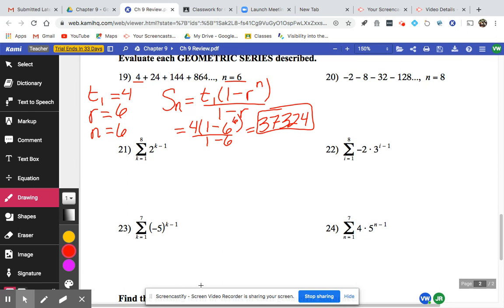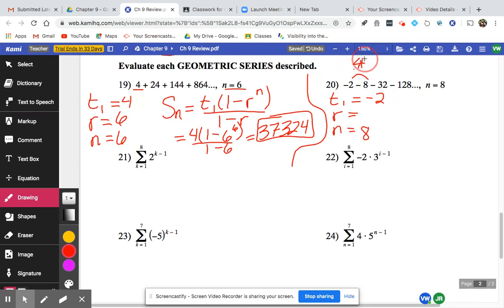So let's crank down to number 20. We're still looking for those same three things of info. So T1, r, and n. First term is right here. That's negative 2. n is 8. Now we've got to figure out the rate, the common ratio. What are we multiplying by to get from one number to the next? Well, to get from 2 to 8, I need to multiply by 4. There we go. To get from 8 to 32, multiply by 4. From 32 to 128, you still multiply by 4. So my rate is 4.